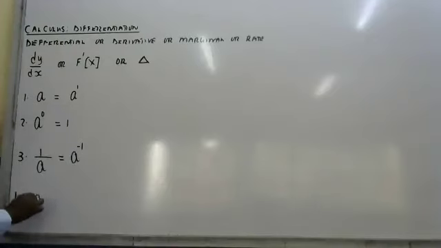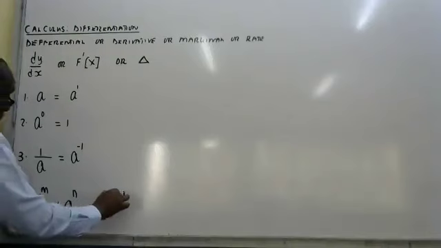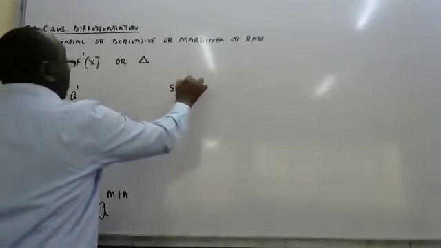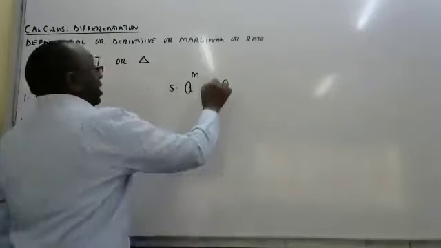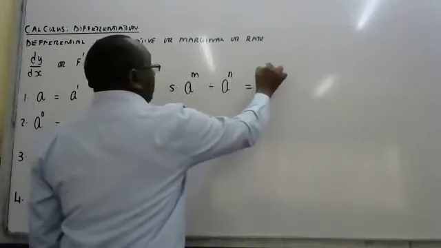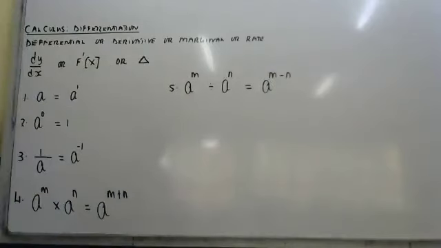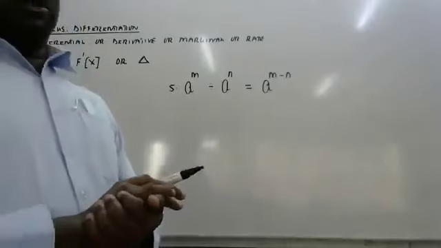Number four, if you are given a number raised to power M, multiplied by another number raised to power N, it is that number raised to power M plus N. Number five is that if you are given a number A raised to power M and you divide by that number A raised to power N, it is that number raised to power M minus N. So those rules are very, very important as we go through integration and differentiation, see how they come in handy.